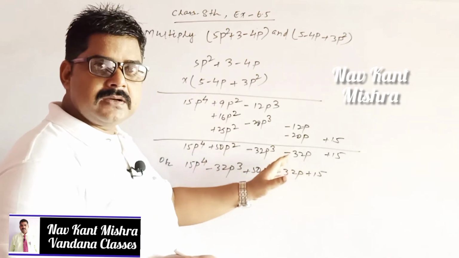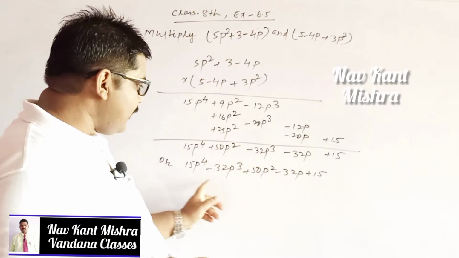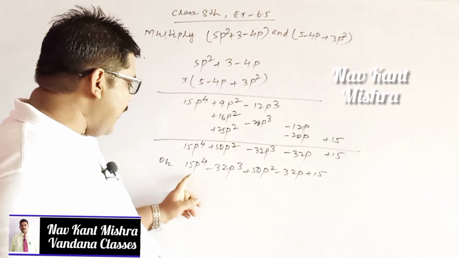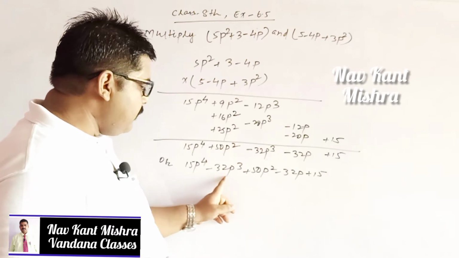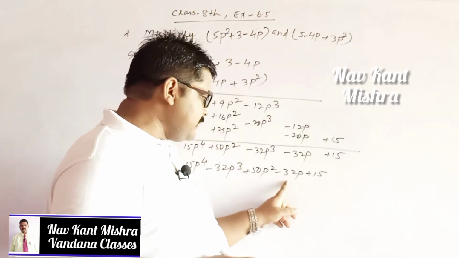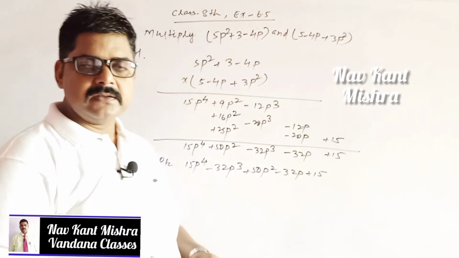And this can also be written in descending order in the standard form, like 15p to the power 4 minus 32p cube plus 50p squared minus 32p plus 15.